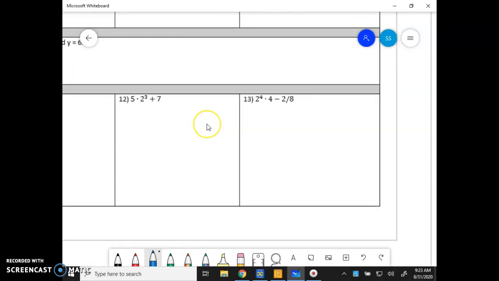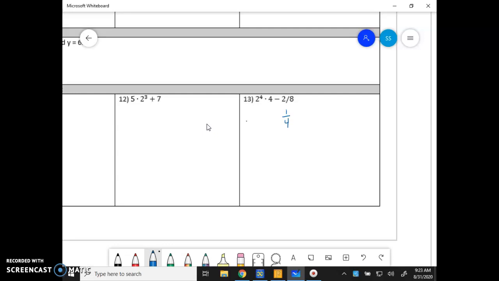All right, here, we'll do this one together. We've got a fraction, which is really a grouping symbol, so we should do that first. Then we have exponents, multiply, and then subtract. So let's just simplify 2 over 8. That's going to be 1/4.